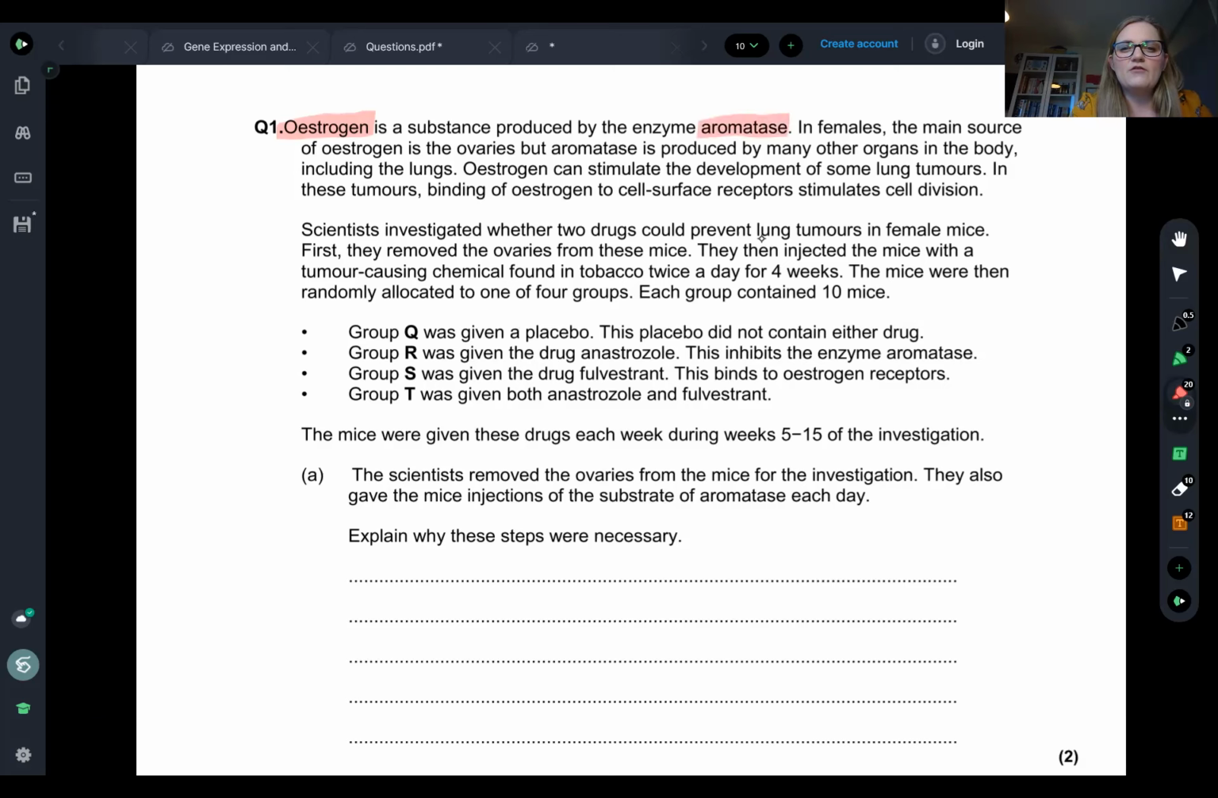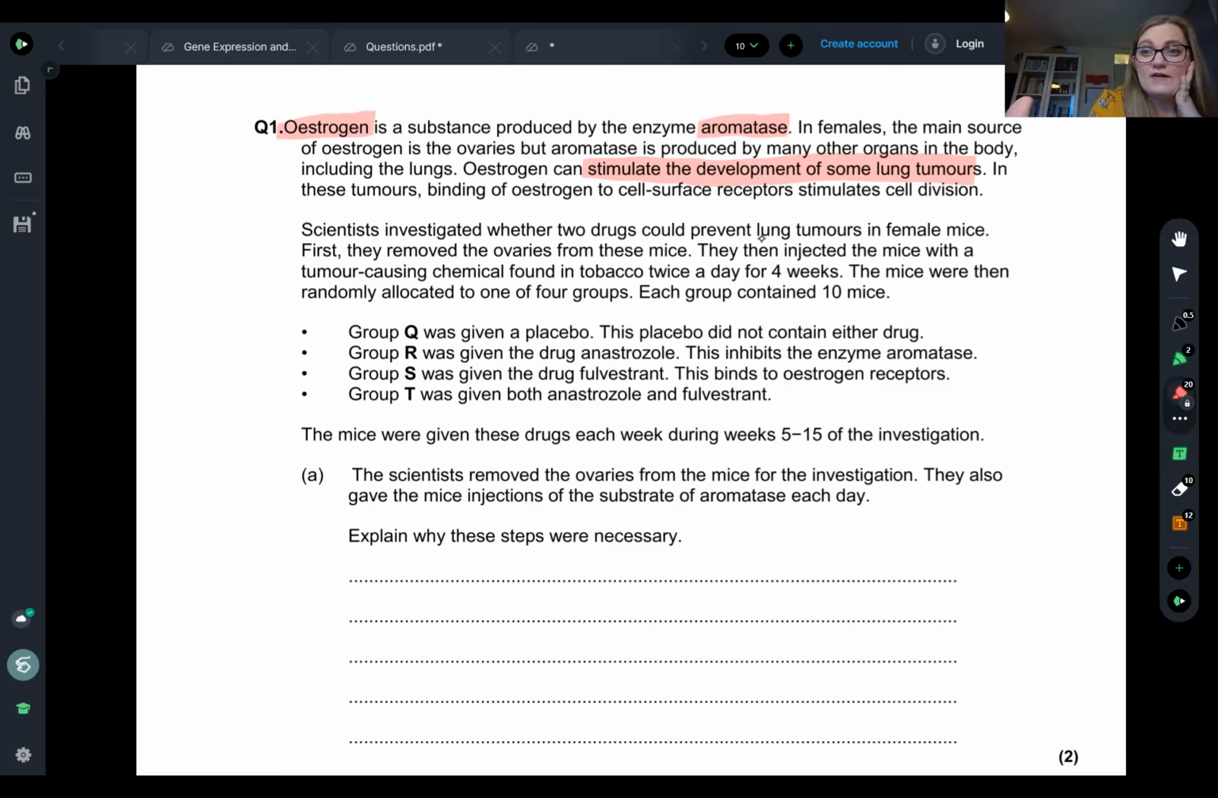In females, the main source of estrogen is in the ovaries, but aromatase is produced by many other organs in the body, including the lungs. Estrogen can stimulate the development of some lung tumours. That's quite interesting, so I'm going to highlight that. So it can stimulate the development of some lung tumours. And in these tumours, binding of estrogen to cell surface receptors stimulates cell division.